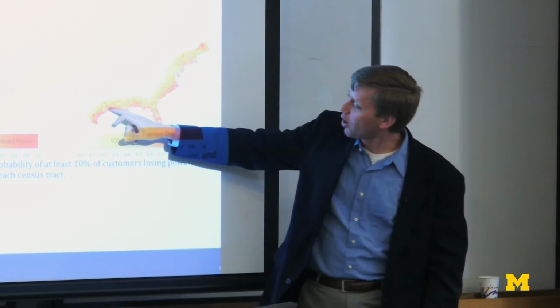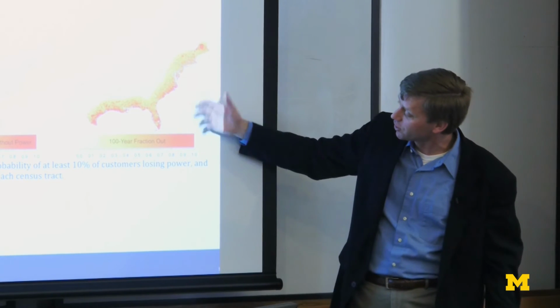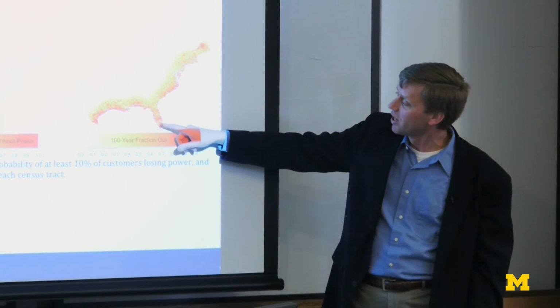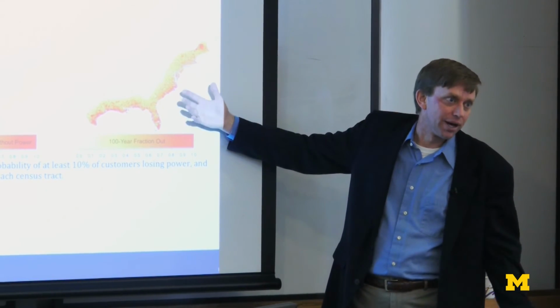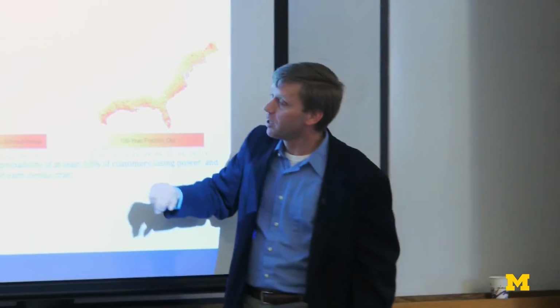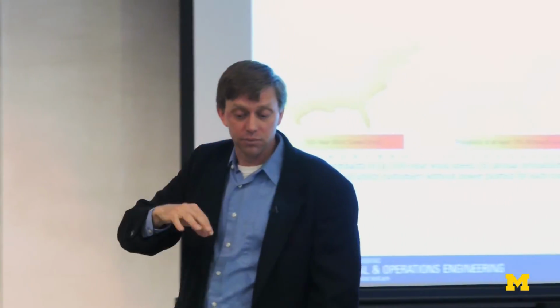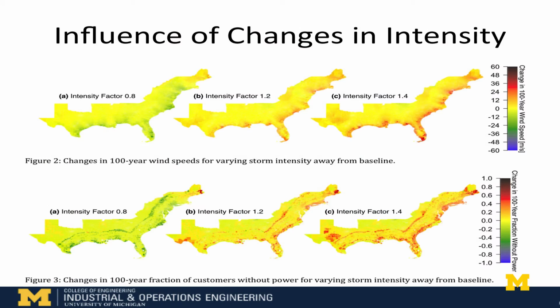So you can see along the coast is kind of what you'd expect, that your 100-year storm, in a sense, is pretty bad. That basically everybody's without power or awfully close to it. This is under historic climate state. Then we can start to look at changing certain things.